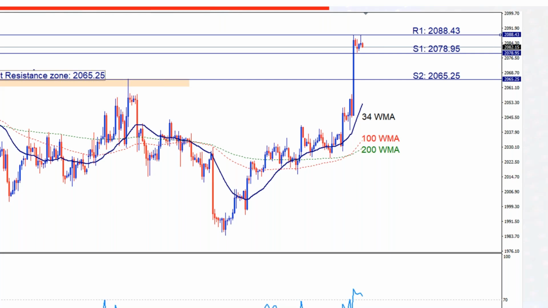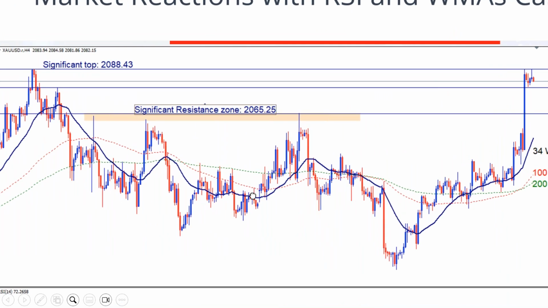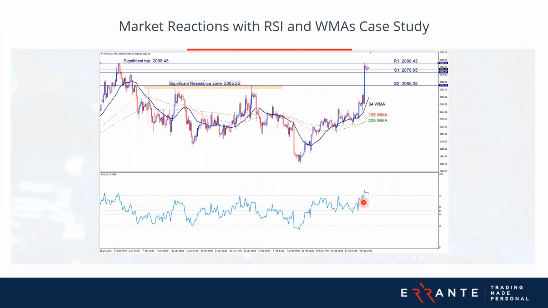2088.43, which we are identifying as a primary resistance level. And the RSI complements this view, remaining above 70, as you see here, and reinforcing the strength of the uptrend. However, as we've discussed, an RSI above 70 can also indicate overbought conditions, hinting at a potential price pullback or consolidation.